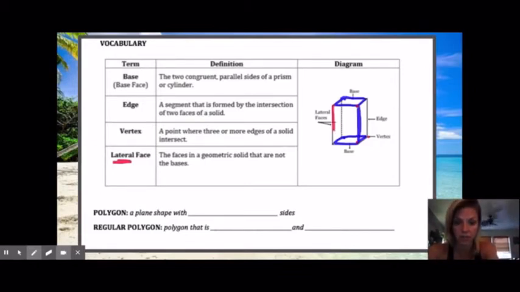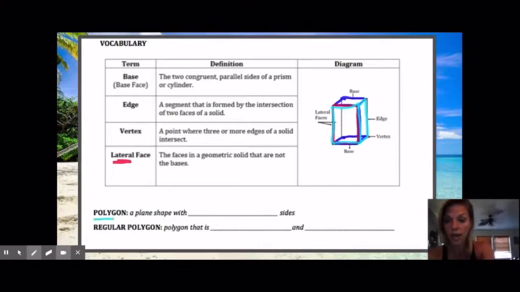So the lateral faces, this shape here, this is a prism, a rectangular prism over here that I'm drawing on. This has 4 lateral faces. So 1, 2, 3 is the back, and 4 around the side. So that has 2 bases, top and bottom, 4 lateral faces, okay?